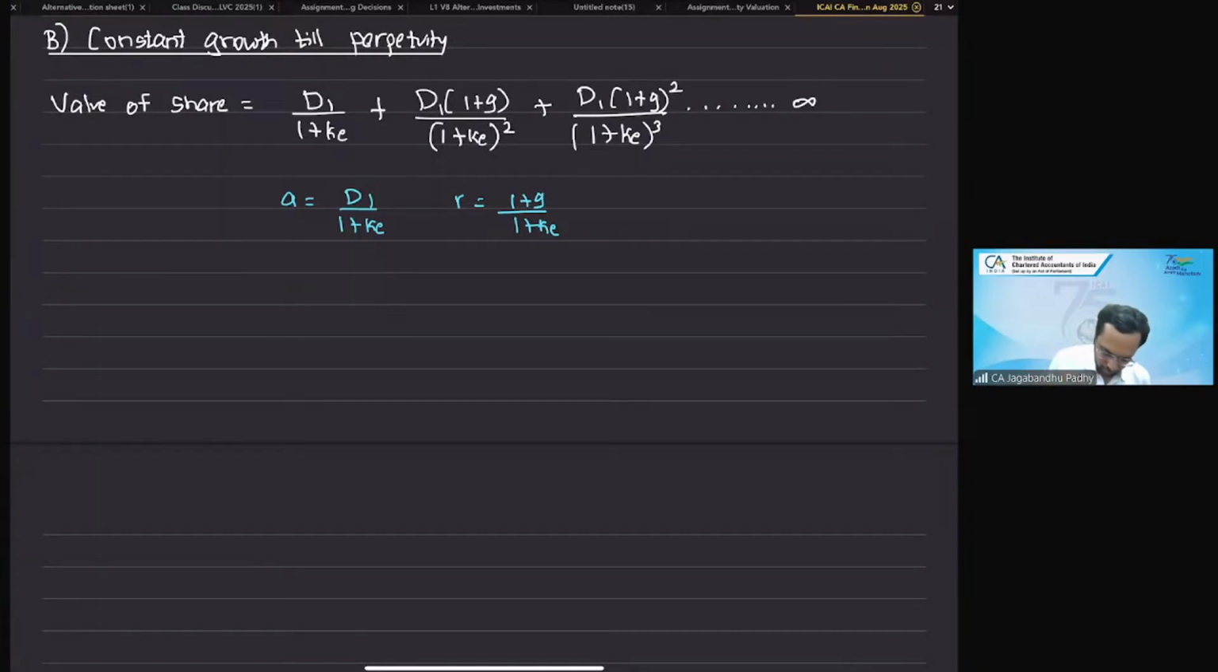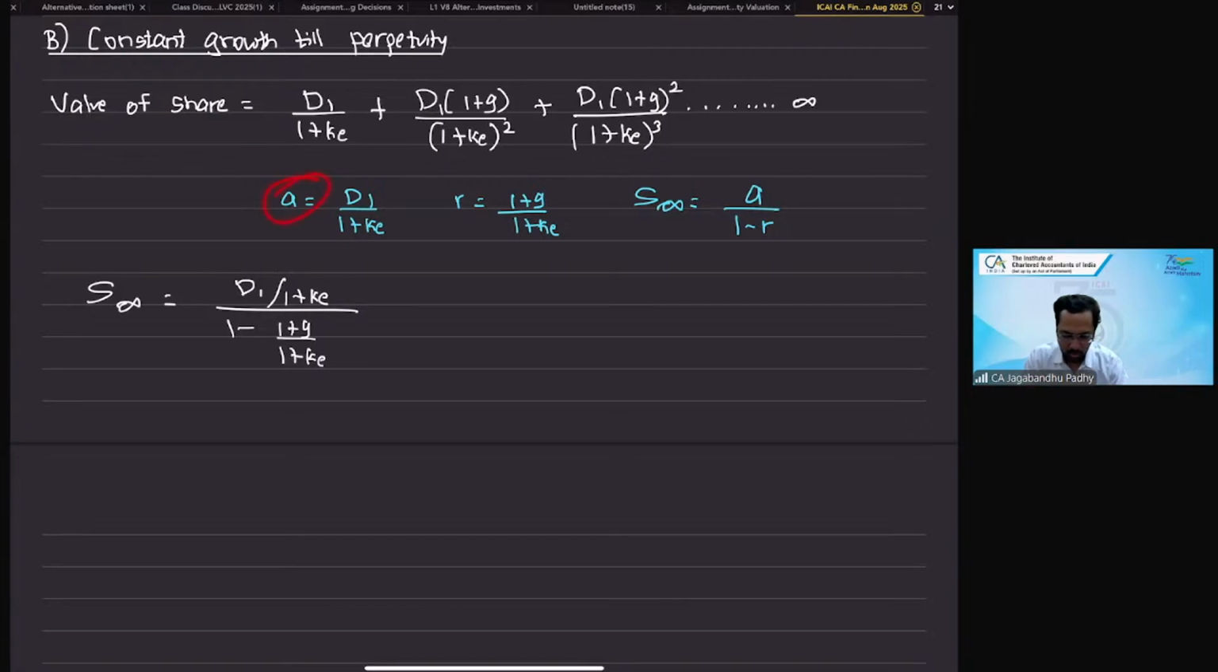So here, again, the summation till infinity formula is a upon 1 minus r. So it's going to be D1 upon 1 plus K, the whole divided by 1 minus 1 plus g upon 1 plus K. So I'm just substituting a and r in this particular formula. Okay. So summation till infinity, we can simply calculate this as D1 upon 1 plus K divided by 1 plus K minus 1 minus g upon 1 plus K. Okay. So 1 plus K gets cancelled. 1 and 1 gets cancelled. So that's D1 upon K minus g.